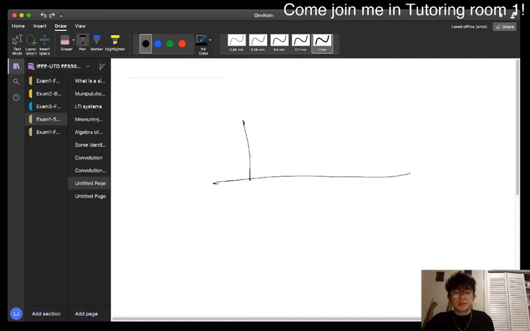Let's give it 4 stalks, and this is going to be from 0, 1, 2, 3, and then this one is 1.